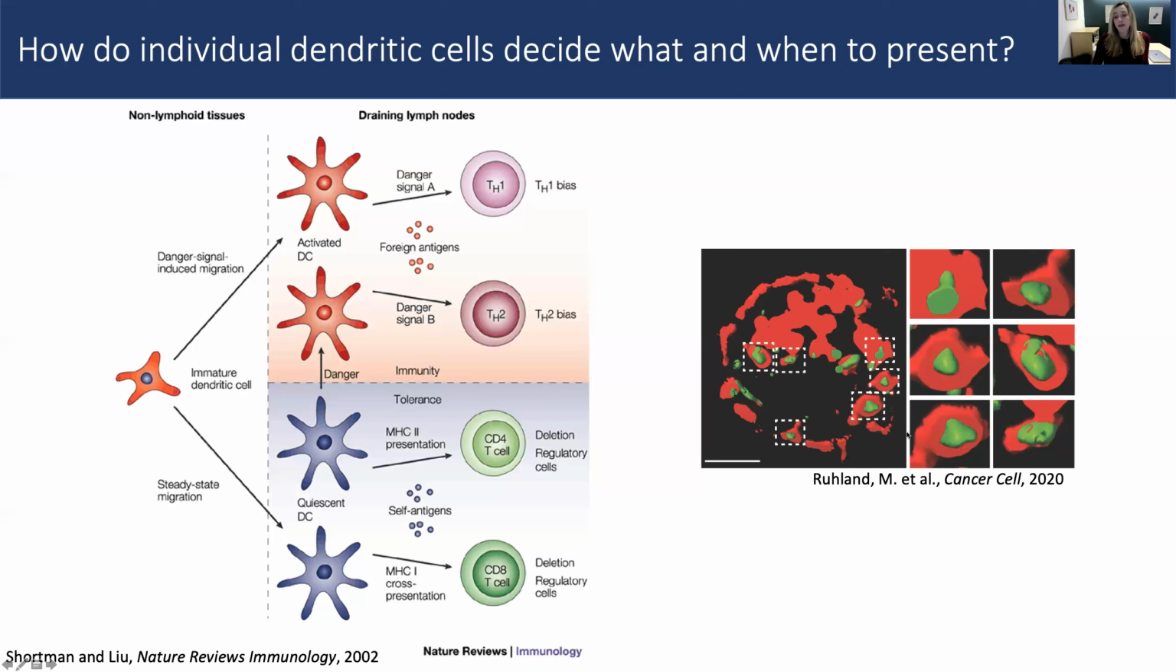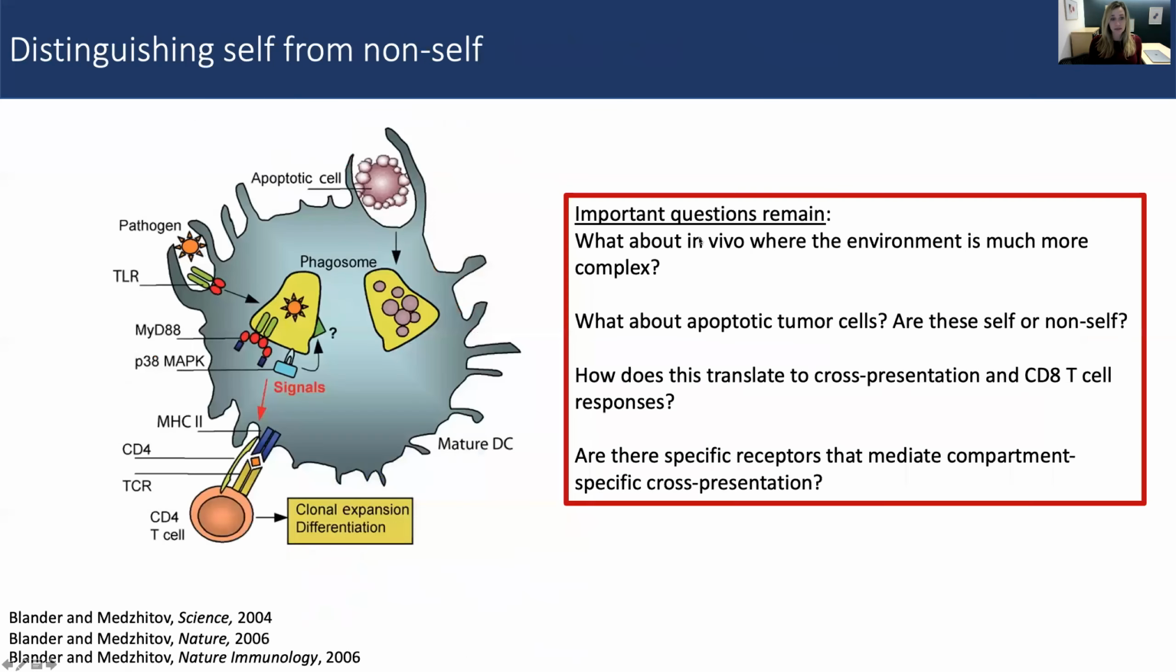And so my hypothesis is that this means of internalizing antigen, compartmentalizing antigen, may in fact allow a level of additional control for the dendritic cell by allowing it to shuttle antigen into unique compartments that may or may not have access to the antigen presentation machinery.